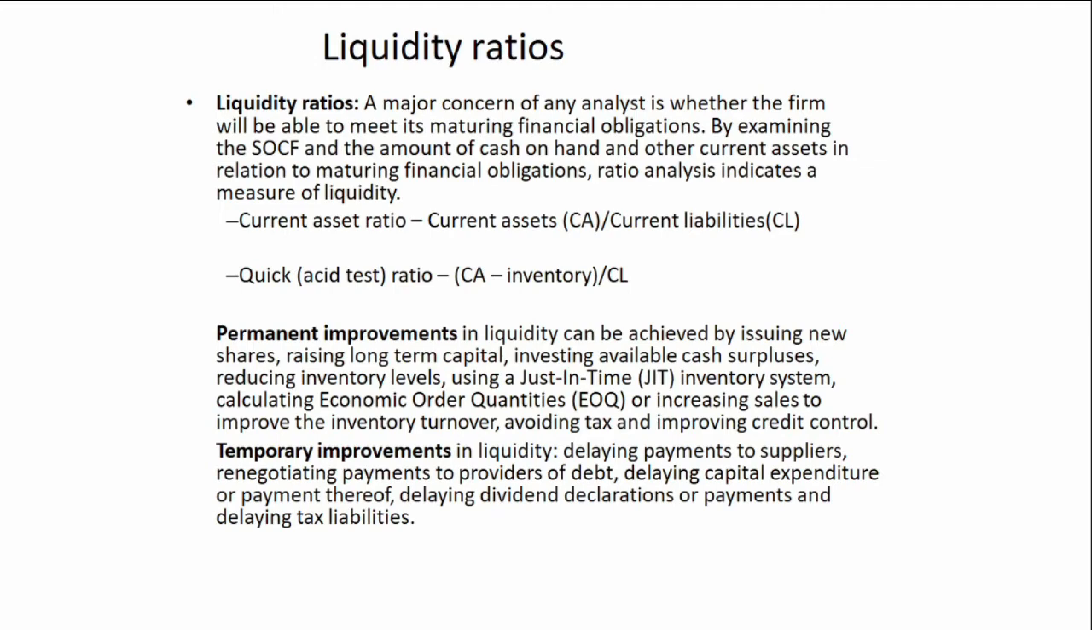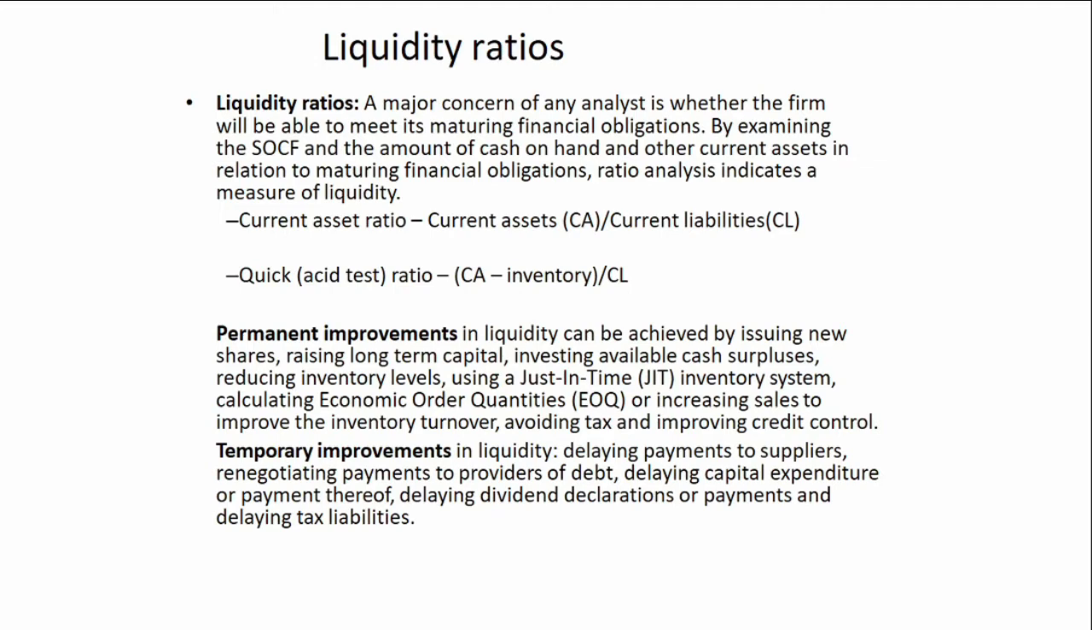So another ratio that gives an indication of liquidity is the quick ratio. This ratio is calculated by taking our current assets, excluding our inventory, and dividing that by our current liabilities. As it normally takes longer to sell inventory and turn it into cash, it is useful to measure the firm's ability to pay off our short-term obligations without relying on the sale of inventory.